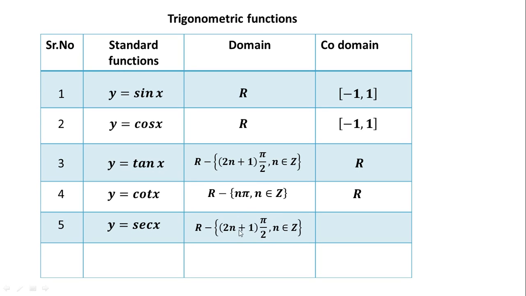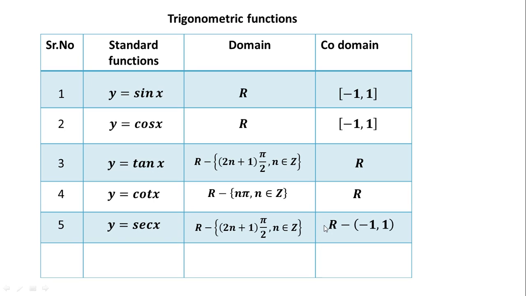We have removed all the points where cos x is 0. Cos x is 0 when the angle is (2n+1)π/2. So if you remove that, then you will get the domain of the sec function.